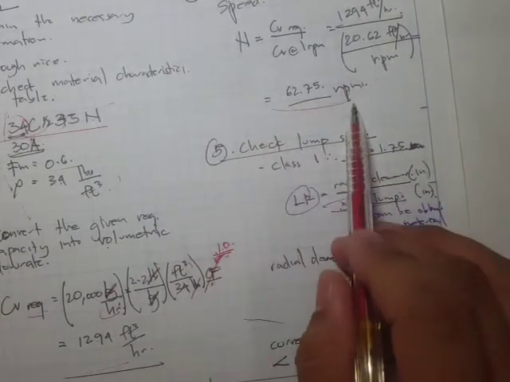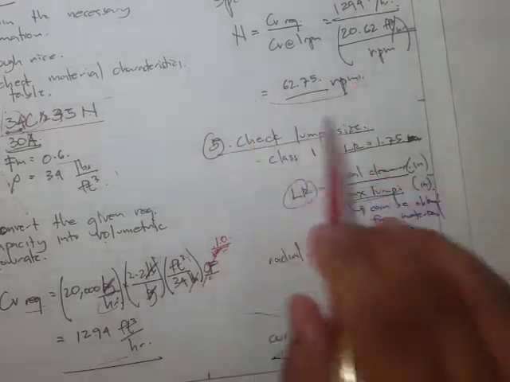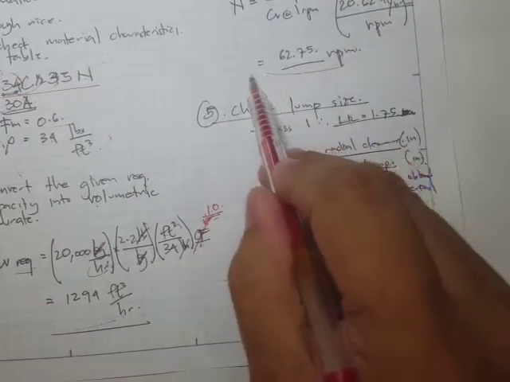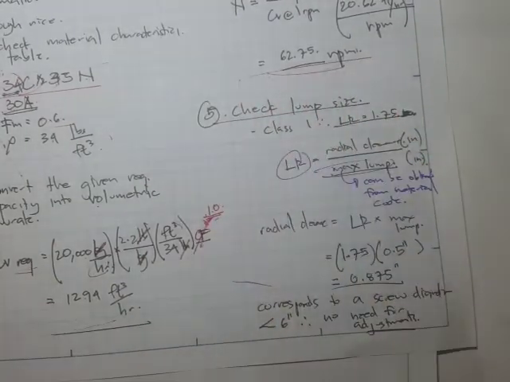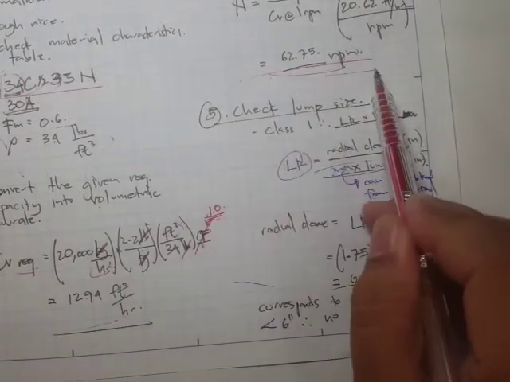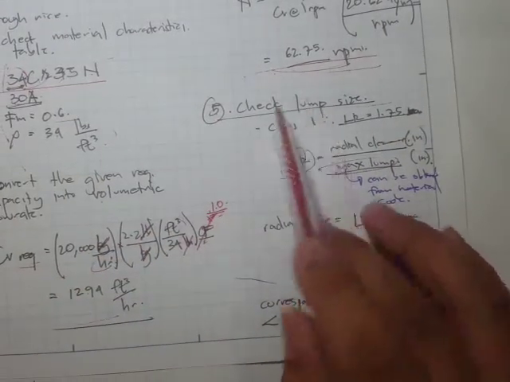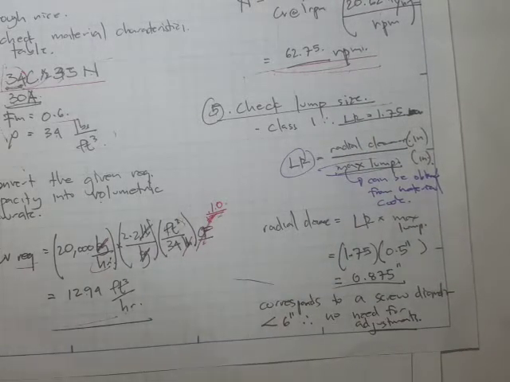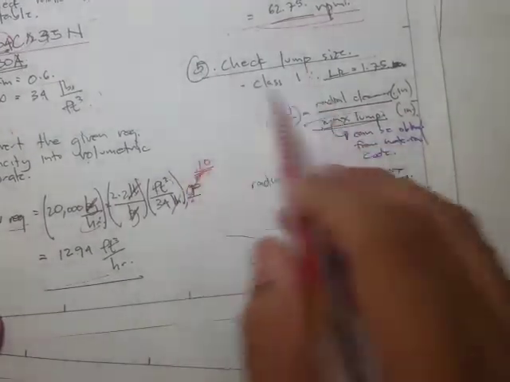You will need this information. For now, let's just write it as it is. And what we did next is to check the lump size. The lump size check is to see whether our selected screw diameter is enough for the given lump size that we have.